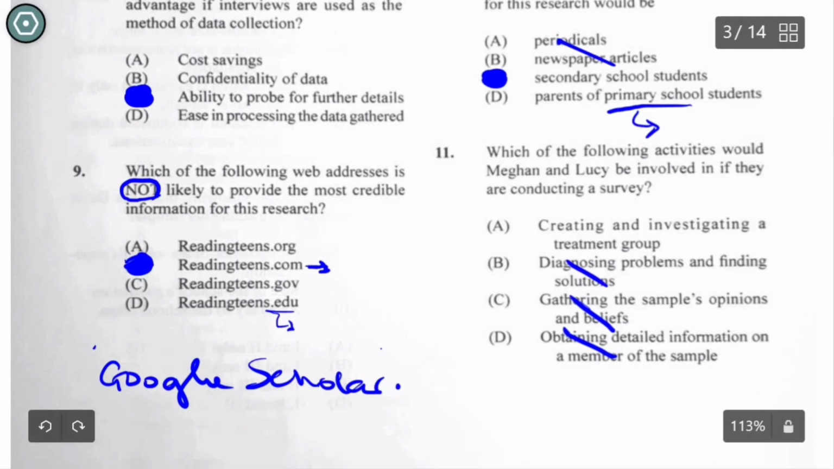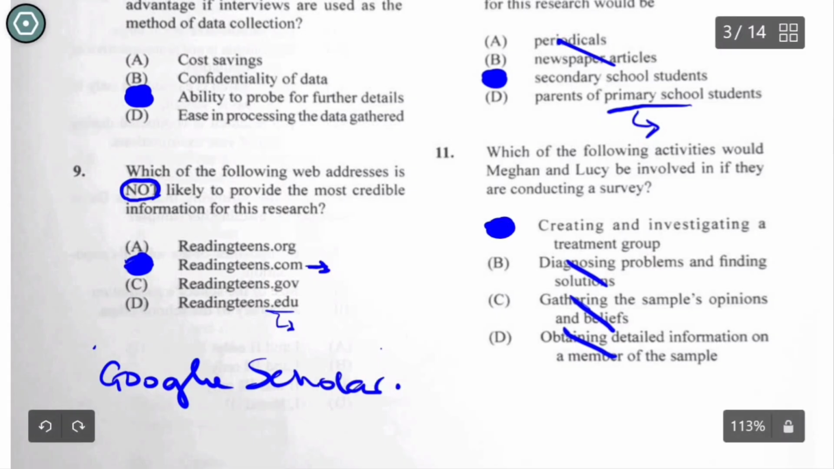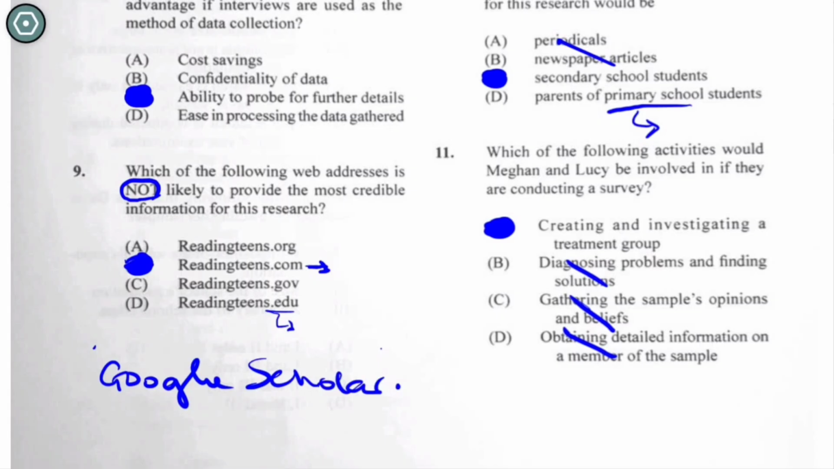Now, creating and investigating a treatment group. Yes, you would have to. This sounds like sampling or getting your sample together. So you would want a sample that properly represents the population being tested. Therefore, you would have to create the correct group that you want to investigate. But then there would also be the question of whether it would be a treatment group versus a control group, because now what would be manipulated here? But I think that's the best answer, to be honest.